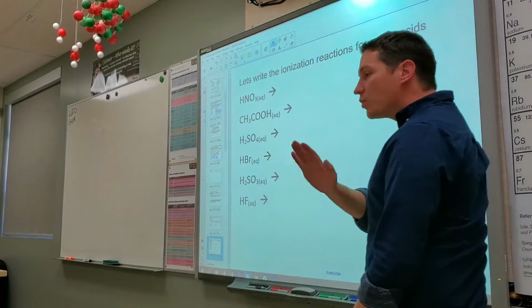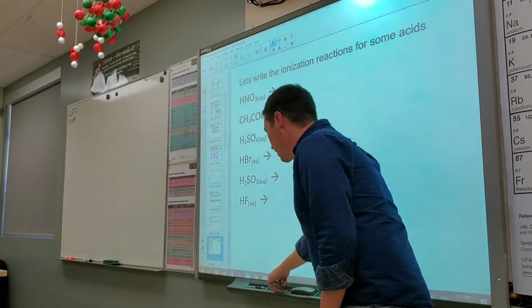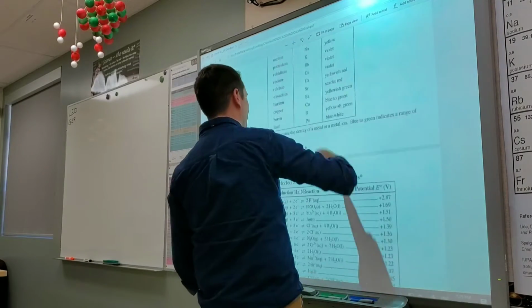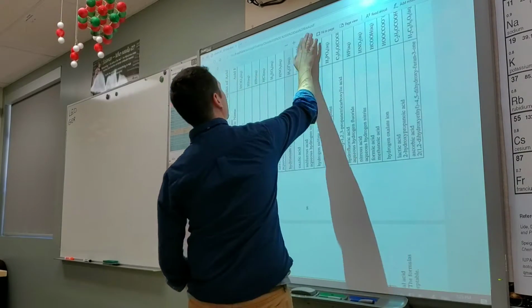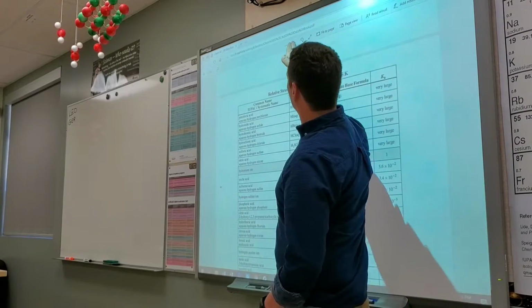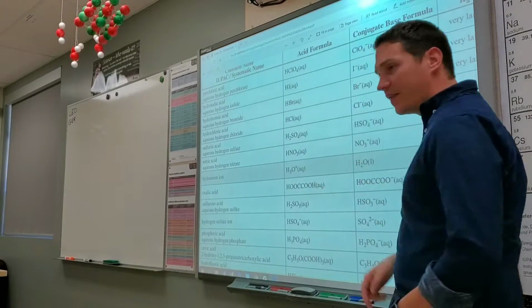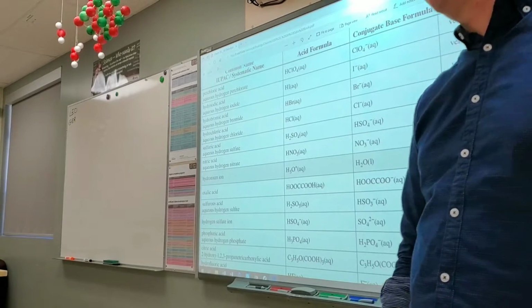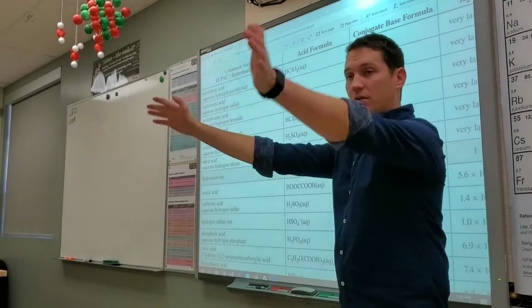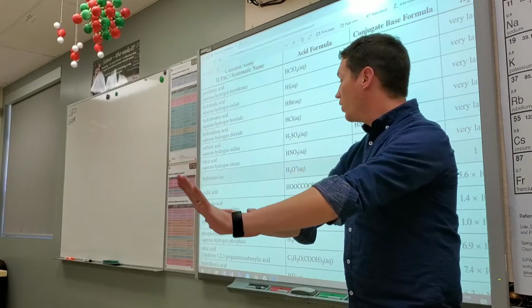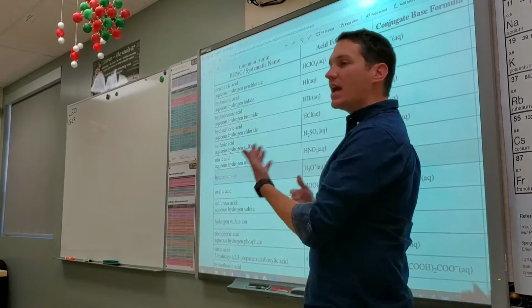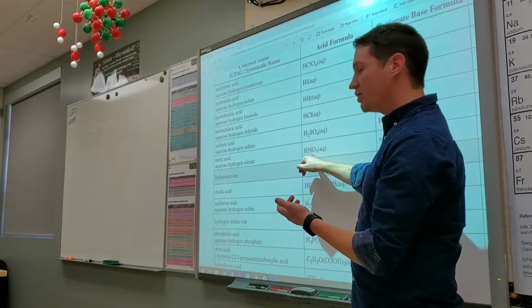HNO3, this is what you're going to do. You're going to look at your data booklet, and you're going to look in the table of acids and bases. The table of acids and bases is pages 8 and 9. Where do you see HNO3 in here? HNO3 is called nitric acid or aqueous hydrogen nitrate. Can you see how it would be called aqueous hydrogen nitrate?